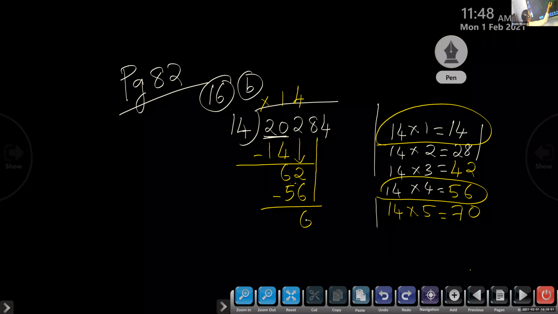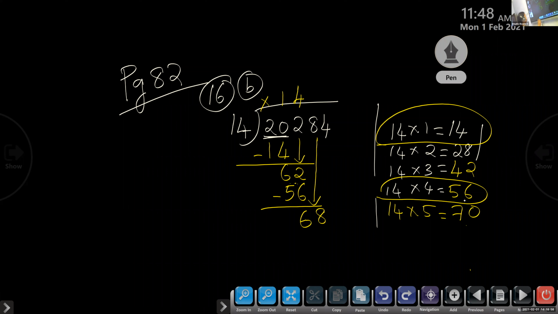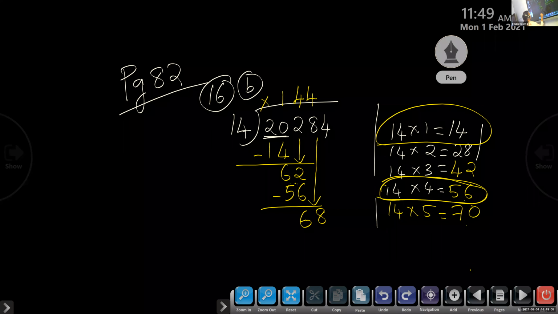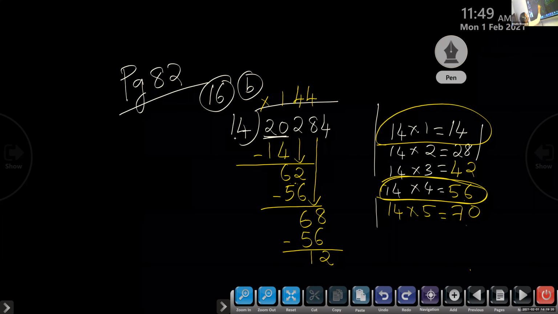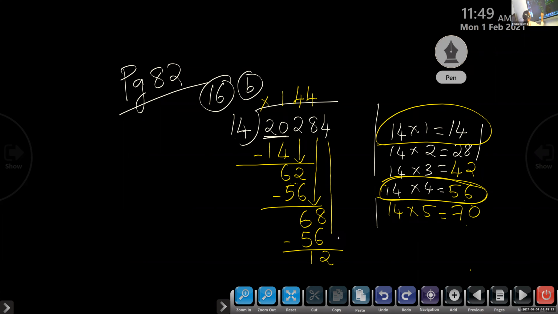Okay. Again, see here we have 70, here 56. So what can we take? 4. Yes, 14 into 4, the same number, we can take 56 only again because we have only 68. Okay, then subtract. 8 minus 6 is 2. 6 minus 5 is 1. Then 12 is small, 14 is greater. So what do you have to do? Bring down.